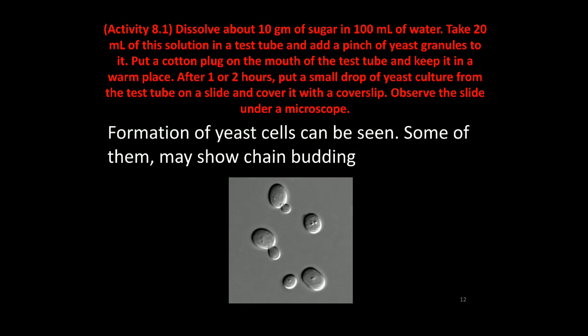Now, let us look at the next one. Activity 8.1. Dissolve about 10 gram of sugar in 200 ml of water. Take 20 ml of this solution in a test tube and add a pinch of yeast granules to it. Put a cotton plug on the mouth of the test tube and keep it in a warm place. After 1 or 2 hours, put a small drop of yeast culture from the test tube on a slide and cover it with a cover slip. Observe the slide under a microscope.